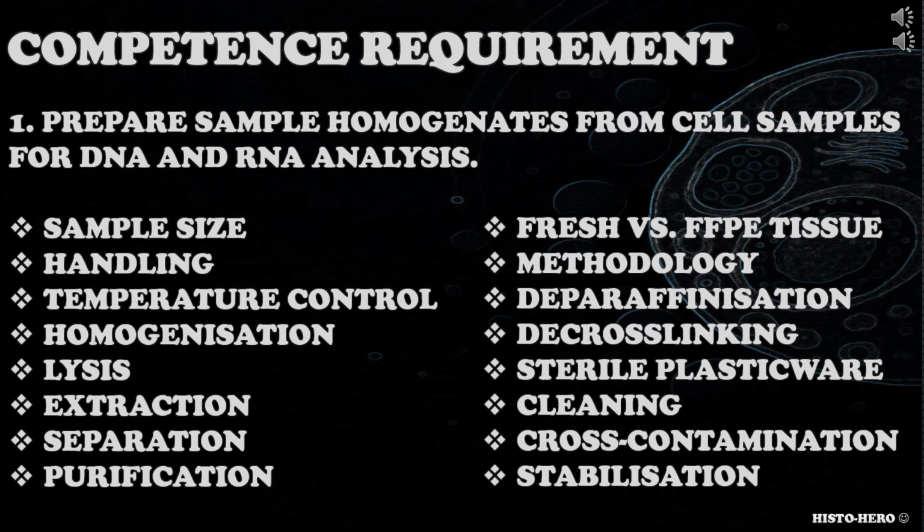Let's explore the first competence requirement, which is for you to prepare sample homogenates from cell samples for DNA and RNA analysis. How would you prepare cell samples for DNA and RNA analysis? Consider sample size, handling, temperature control to preserve genetic material, mechanical, cryogenic or homogenization of sample, lysis, extraction of genetic material, separation. Also consider different methods for fresh and FFPE tissues, use of sterile plasticware, cleaning with bleach, ethanol, minimizing cross-contamination, sample stabilization for delayed processing.